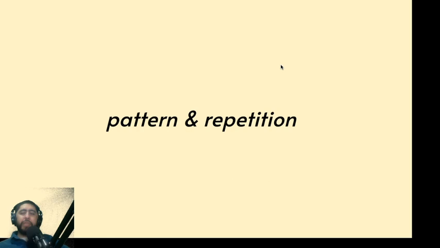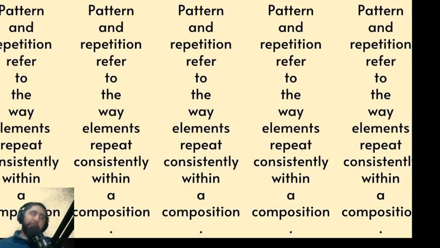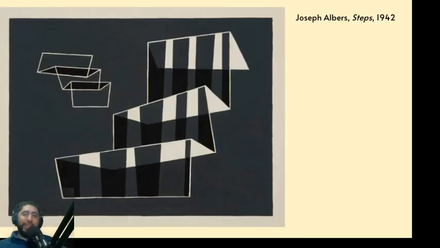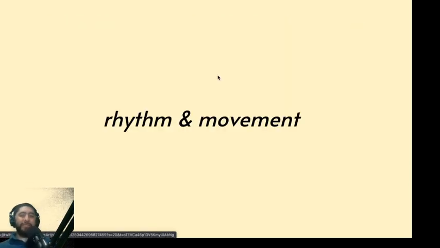Pattern and repetition. So that's how things repeat within a composition. Best repeats. It's a diamond. These are stairs, even though it's not exact as this. This still has that repetition and pattern. Three stripes going up these stairs.